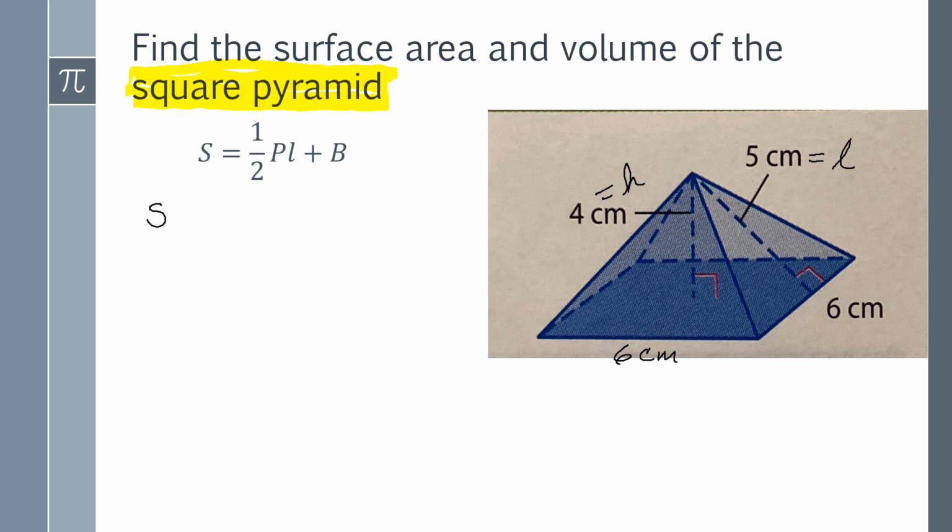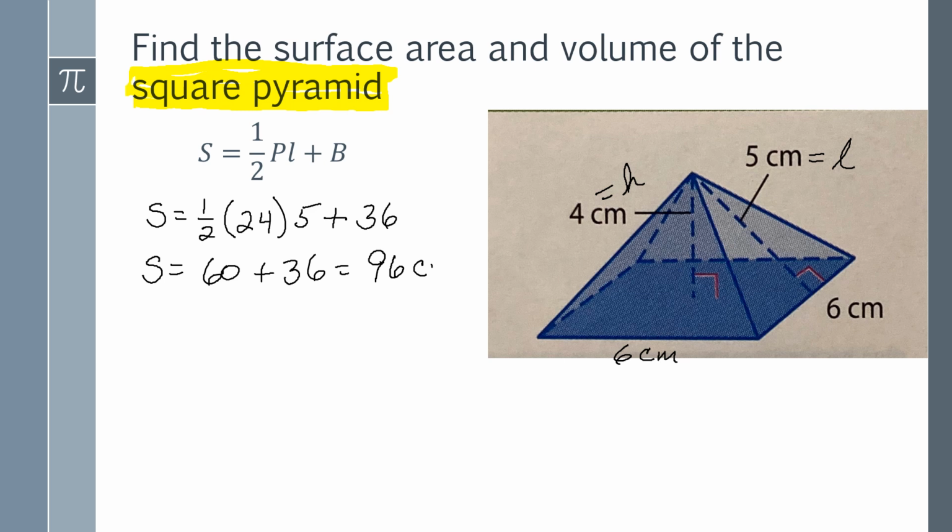So the surface area is going to be equal to 1/2 of the perimeter. The perimeter is 6 times 4 because each side is equal to 6, so that'd be 24, times the length, which is 5, plus the area of the base, which is 6 times 6, which would be 36. So 1/2 times 24 is 12. 12 times 5 is 60 plus 36. So that's going to be equal to 96 square centimeters.